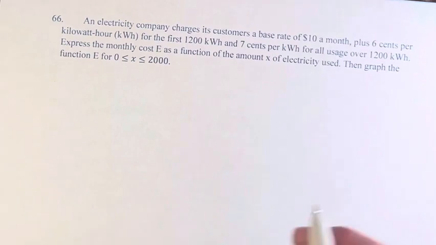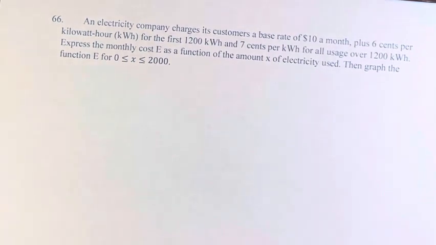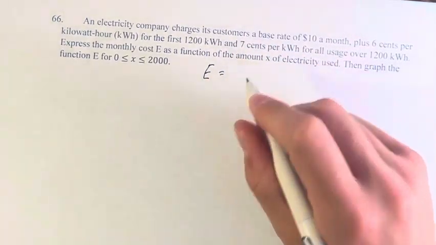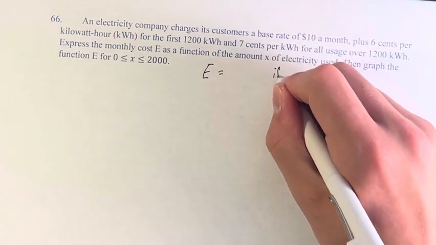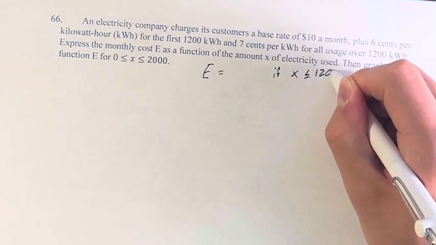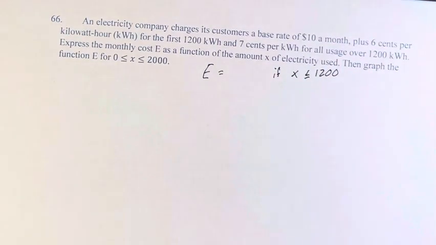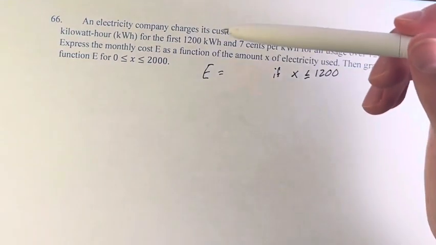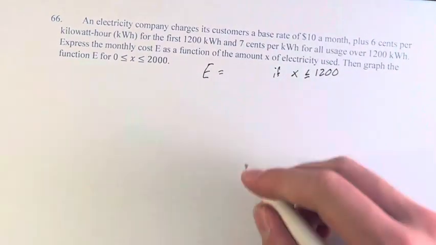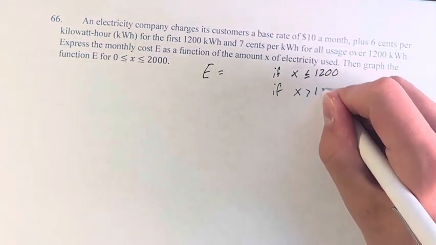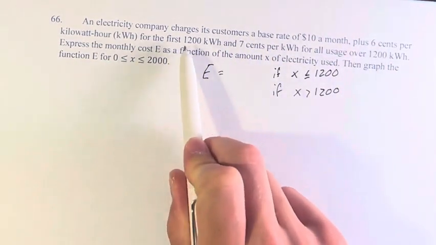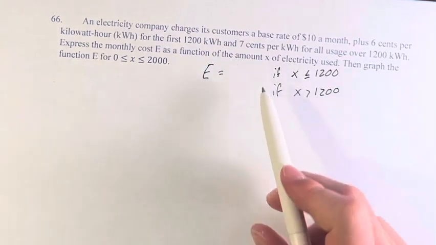So the first thing we can do is split this into two different parts. We're writing this as E is equal to some certain value of the function if X is less than or equal to 1,200. If we are only dealing with the first 1,200 kilowatt hours, it's only 6 cents per kilowatt hour, that's a certain function. If X is greater than 1,200, then we're getting into the 7 cents usage, plus 6 cents for the first 1,200, and that's an entirely different function, so it's going to be split into two different parts.